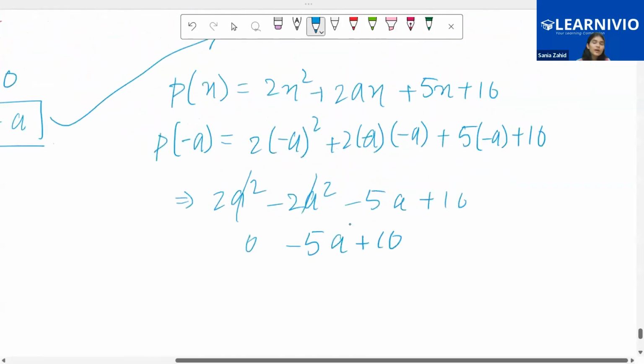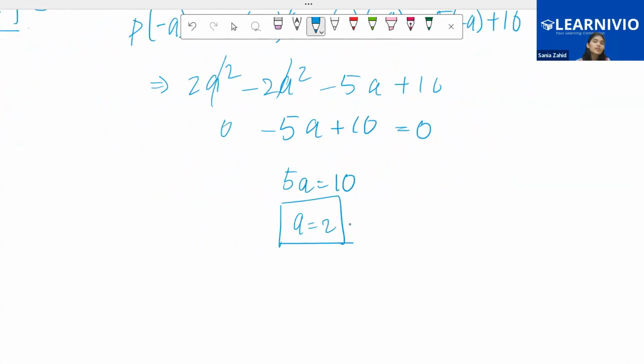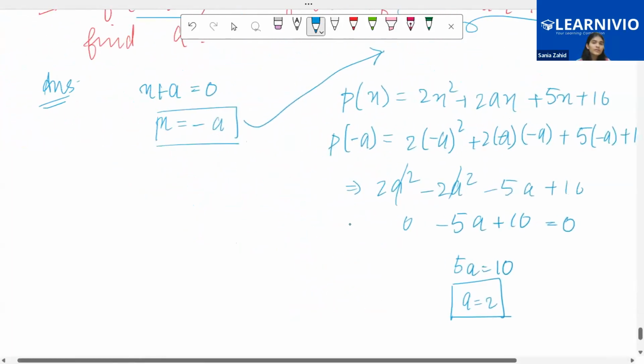Okay, so I was explaining to you. So this was the equation you have. Now when you equate it to 0, so 5a is equal to 10. That means a is equal to 2. So the value for a is 2. All right.